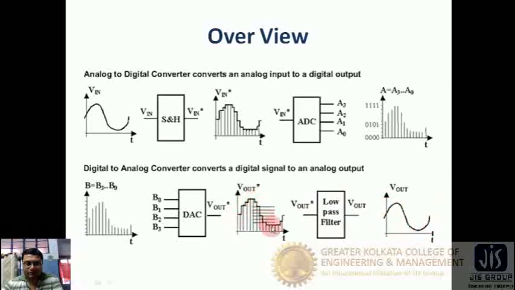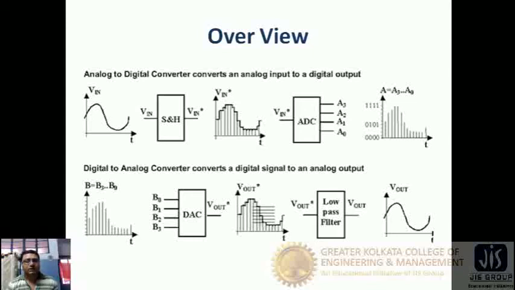You get a discrete digital output, and with the help of this low pass filter we can get a clear shape of the analog output, which is fed to a speaker, and with the help of the speaker we can get the analog voice output of the telephone. In this way we can carry out the whole process from analog to digital and digital to analog conversions.